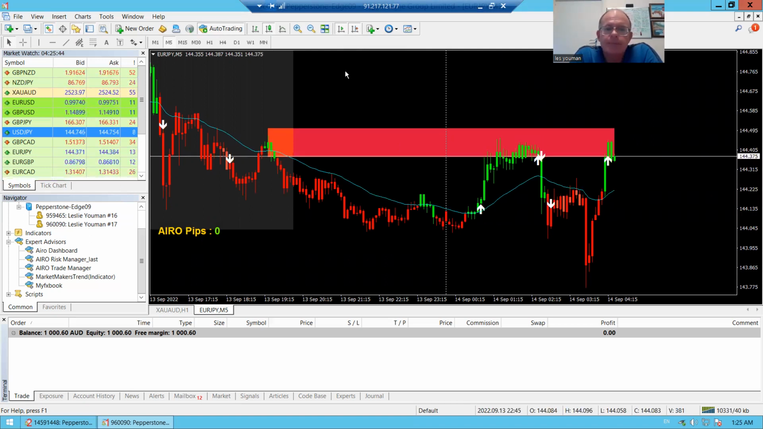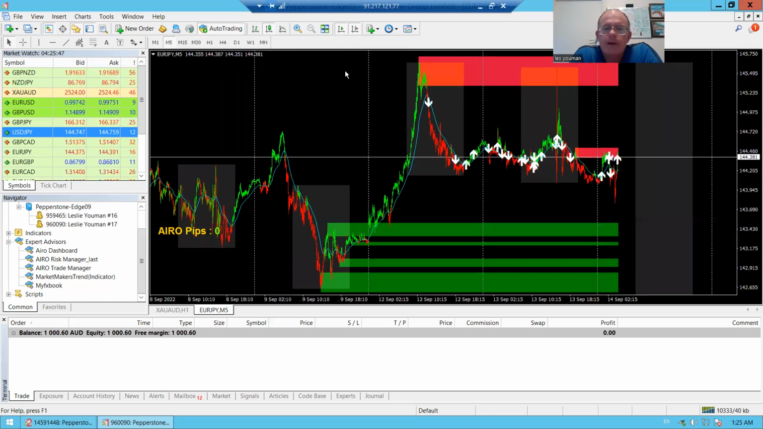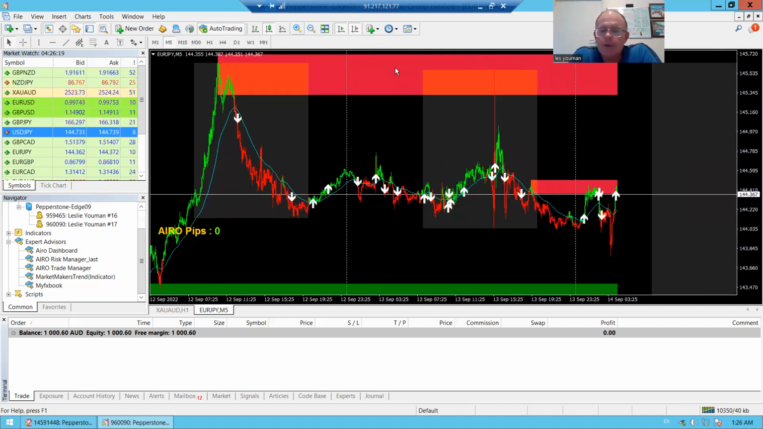Let me just zoom out a little bit. Okay, so I've zoomed right out. You can see when I clicked on that green box, it brought up the correct chart on the correct time frame. So we can see all these green boxes are support zones and the red ones are resistance zones. Nice and simple, nice and clear. That visual is quite handy, I think, even though a lot of people are quite familiar with what support and resistance is. I find this really helps as well.